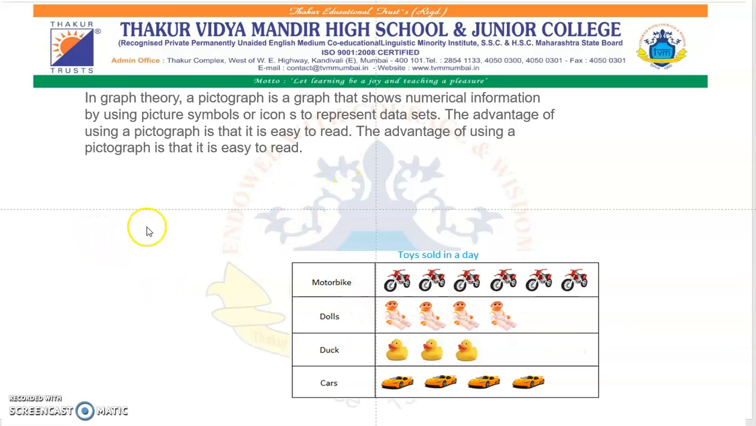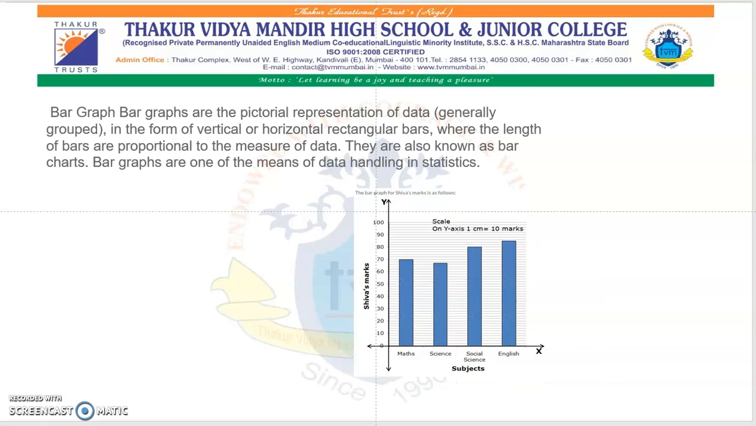But when the data is of huge amount, we cannot use a pictograph to represent it. At that time, we use a bar graph. Let us see what is a bar graph. Bar graphs are the pictorial representation of data, generally in the form of vertical or horizontal rectangular bars, where the length of bars are proportional to the measure of data. They are also known as bar charts. Bar charts are one of the means of data handling in statistics.